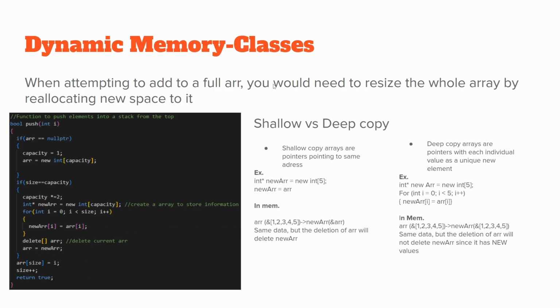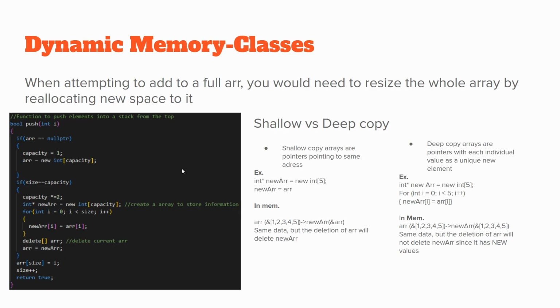And when you're attempting to add to a full array, specifically a dynamic array, you need to resize the whole array by reallocating new space to it. There are two ways to achieve this, where you either copy the whole array directly, or you copy each element of that array. Or, in simpler terms, making a shallow versus a deep copy. In all scenarios, making a deep copy is easier and the most preferred way, and I'll go over that right now. Shallow copy arrays are pointers pointing to the same address.